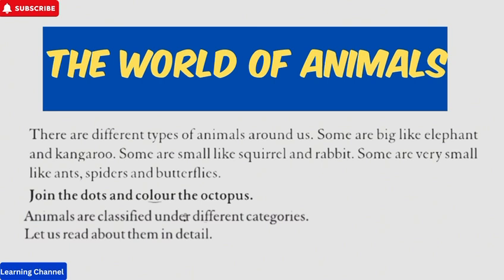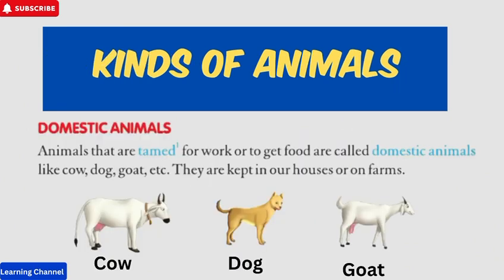The world of animals. There are different types of animals around us. Some are big like elephant and kangaroo. Some are small like squirrel and rabbit. Some are very small like ant, spiders and butterflies. Animals are classified under different categories. Let us read about them in detail. Let's start the kinds of animal.